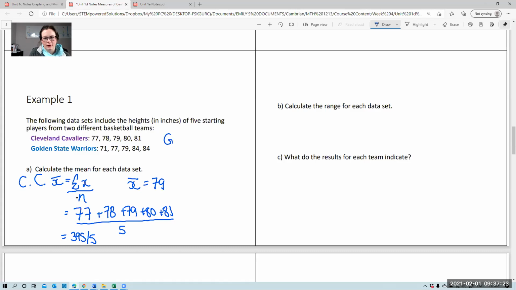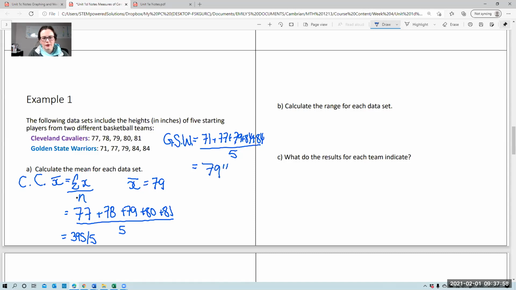Now for the Golden State Warriors, I'm going to call this GSW. It would be 71 plus 77 plus 79 plus 84 plus 84, and divide that all by 5. What we get is 71 plus 77 plus 79 plus 84 plus 84 equals 395. We divide that by 5, we get 79. So they have the exact same averages.